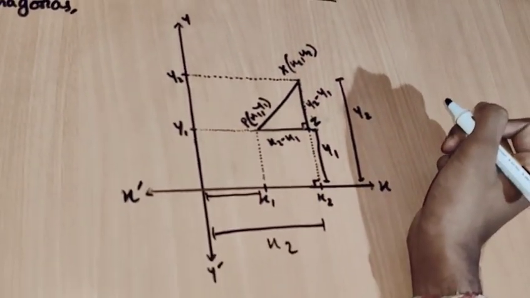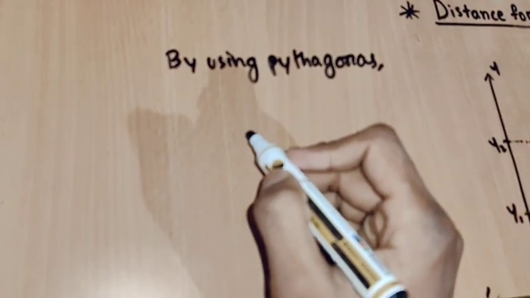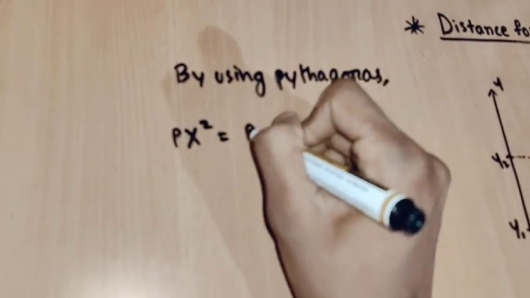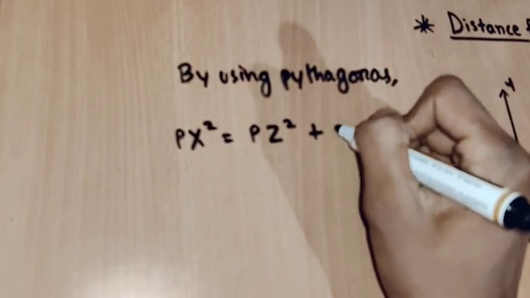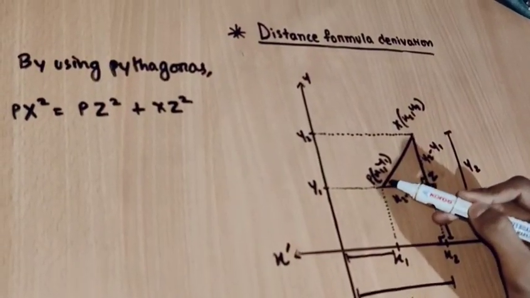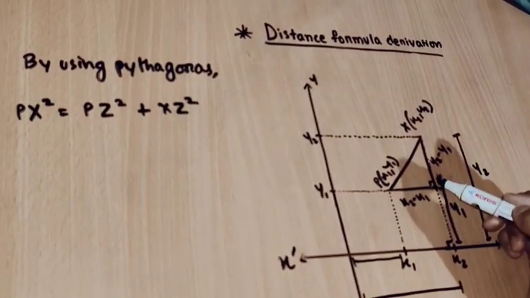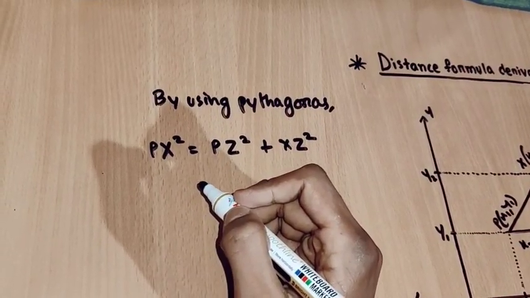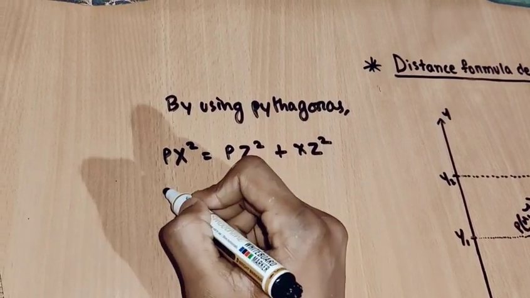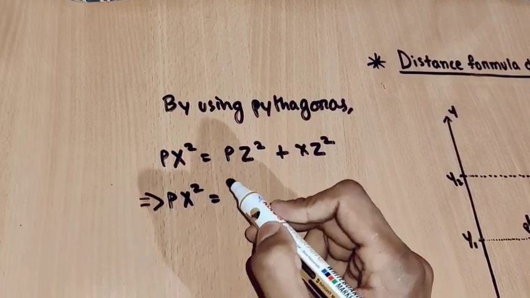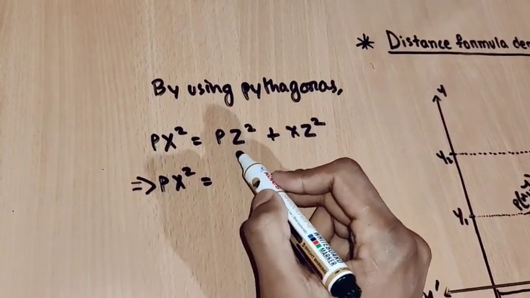Yeah, now we will use the Pythagoras concept. By using Pythagoras, we can write it as PX square is equal to PZ square plus XZ square. Is it correct? PX square means hypotenuse is equal to perpendicular square plus base square. Due to we are doing the derivation, we have to find the PX square's value, but we actually don't know PX square's value, but we have to find it.